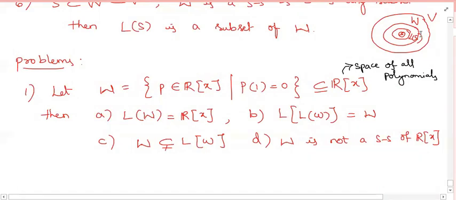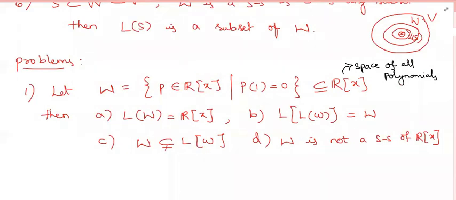Yeah. Almost everybody wrote the correct answer. Few people are saying which option? D. But D is not correct. Why is D not correct? Why is W not a subspace? It is a subspace. Can you check?